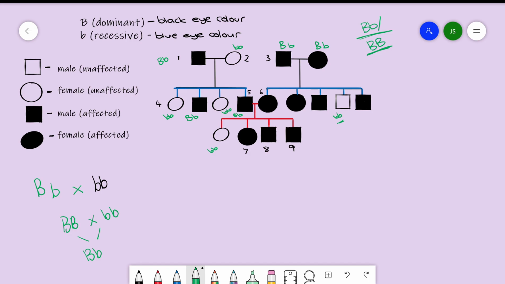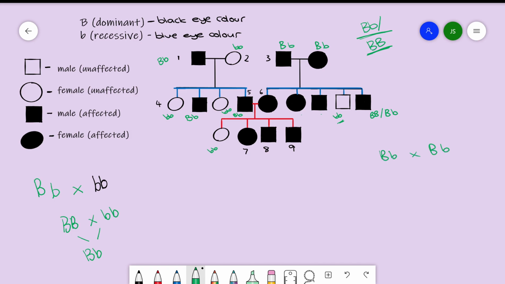All of these offspring, except for number 6, we don't have any other information on. So if this was asked in a question, you will have to say it is either big B, big B, or big B, small b, because we don't know what this crossing has produced.